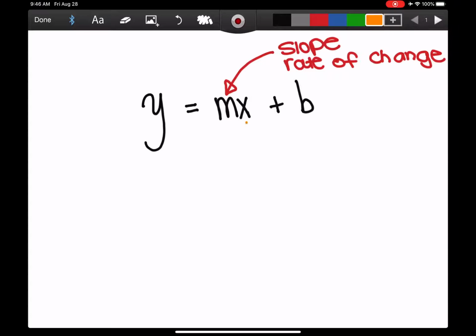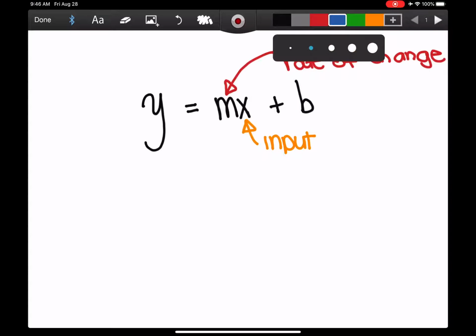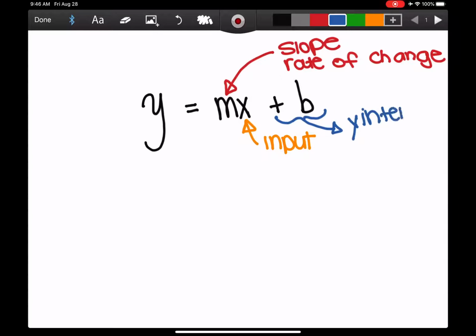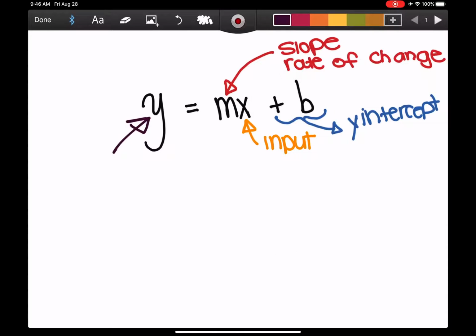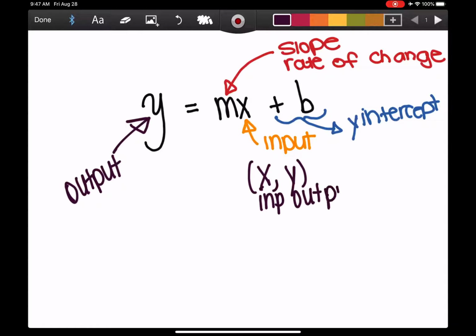The x here, do you remember what the x is? The x is just the input, where we might put in a number. Do you remember what the b value is? It's the y-intercept, okay? And last but not least, what in the world is the y? Maybe you thought, oh, I think that's the output, right? The x is the input. The y is our output. It makes a coordinate point, doesn't it?